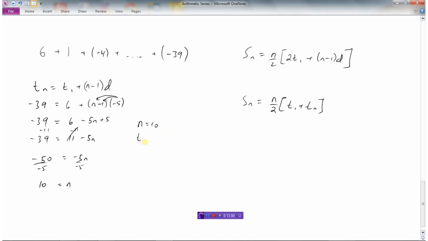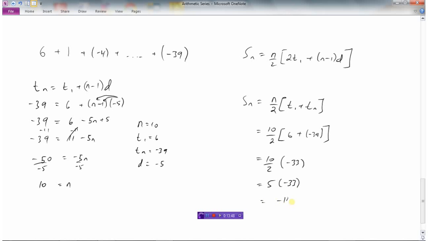We know that the first term is 6, the last term is negative 39, and the difference is minus 5. So we could use this formula because we've got n, the first term, and the difference. Or we could use this formula, since we've got n, the first term, and the last term. I'm going to use this one because it's a little bit easier to work with. So 10 divided by 2 times t1, which is 6, plus tn, which is negative 39. We do the work in the bracket first. So 6 minus 39 is negative 33. 10 divided by 2 is 5. 5 times negative 33 is negative 165. So negative 165 would be the sum of this arithmetic series.